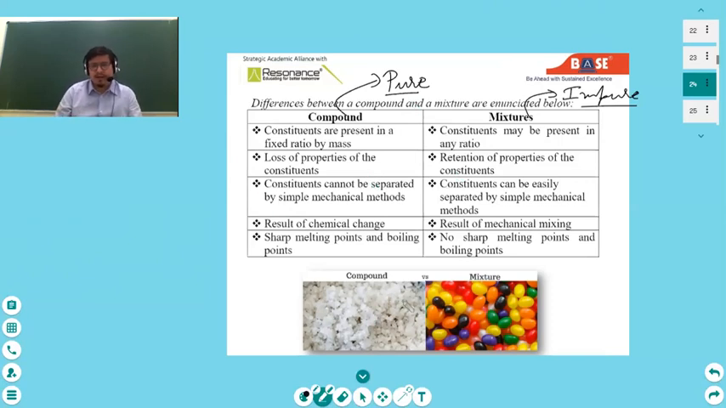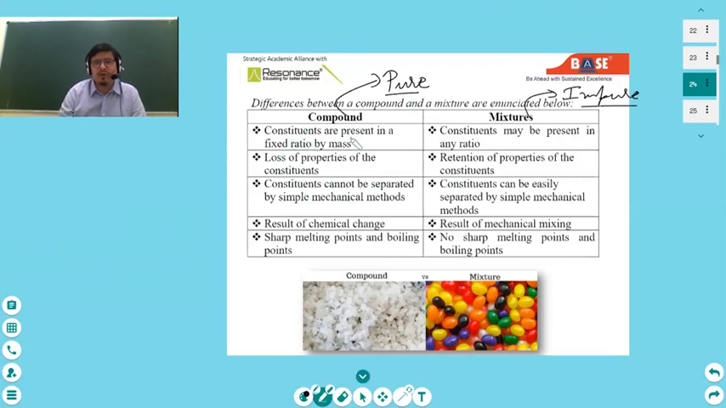Now, this is the diagrammatic view of compound and mixture. This is compound. This is nothing but your sodium chloride, salt. And this is your jelly beans, or you can say the colored beads. This is the mixture. Now let's come up, then we will come down. We'll see the content, then we'll see the diagrammatic part.